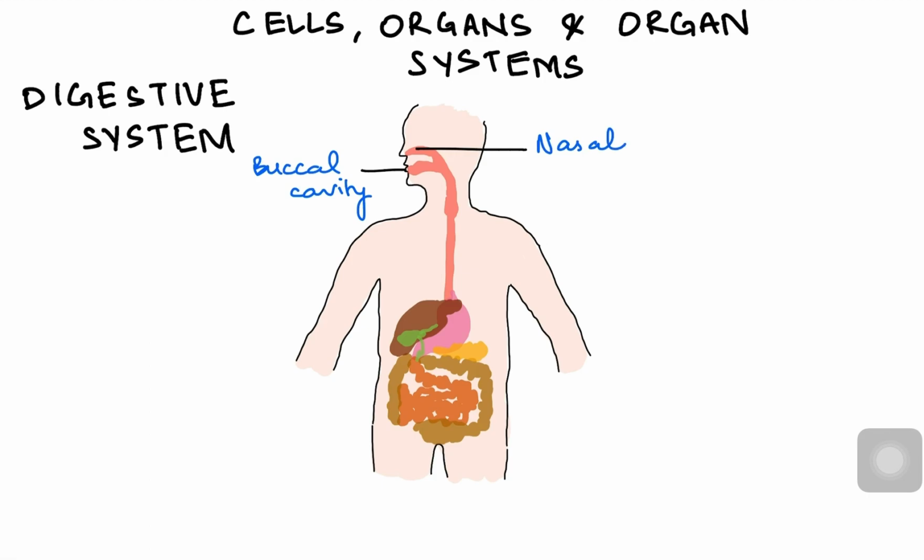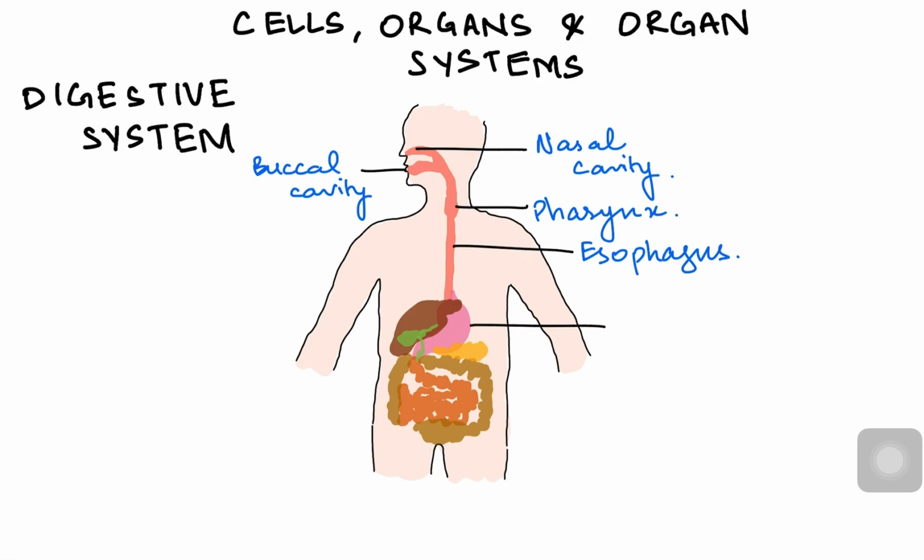I'm connecting the nasal cavity also here, although it's not a part of the digestive system, because both these cavities connect with a portion known as the pharynx. The pharynx is where your food pipe and your windpipe bifurcate. The long muscular tube you see is the esophagus, which is the food pipe.